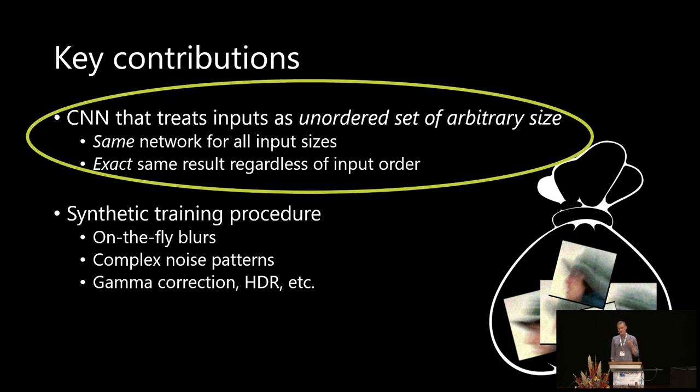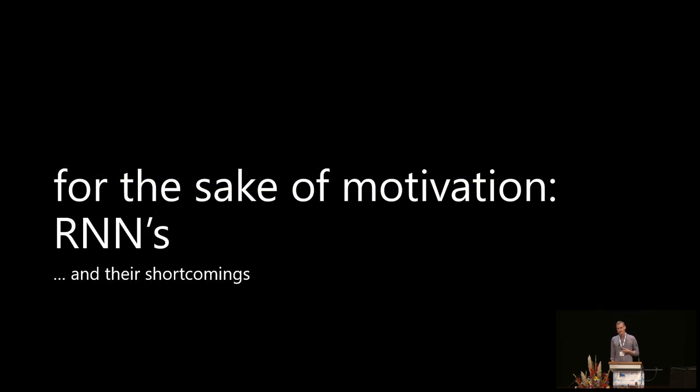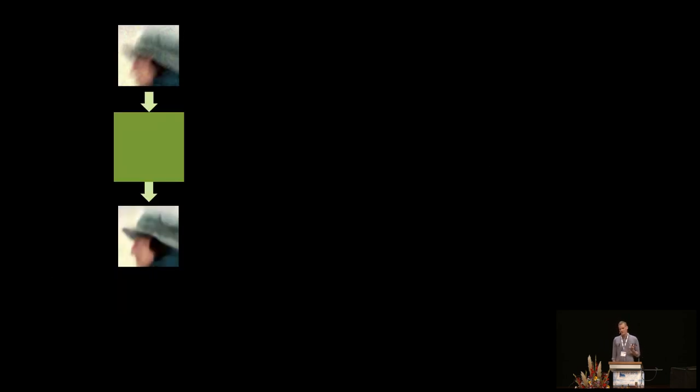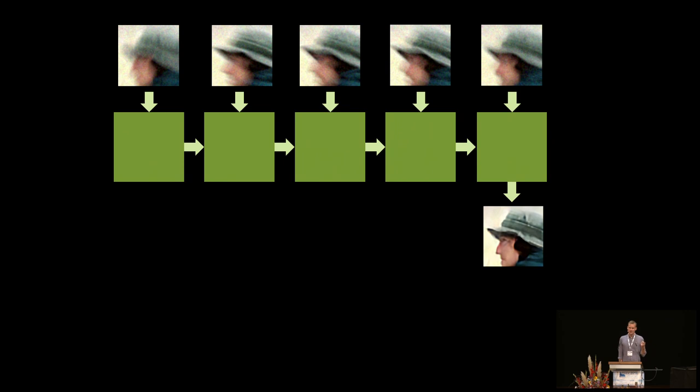So let's talk about the architecture. I'll begin by discussing RNNs, because they illustrate the problems that can arise with sensitivity to input ordering, so we do not use them. That said, they have been successfully used before by Visualek and colleagues, for example, last year. But I'll show that we can do better with a different architecture. The idea there is that we have a recurrent unit, maybe a U-Net internally. We keep feeding the frames to it, and the network updates the estimate of the sharp image. This way, we can feed as many images as we like.